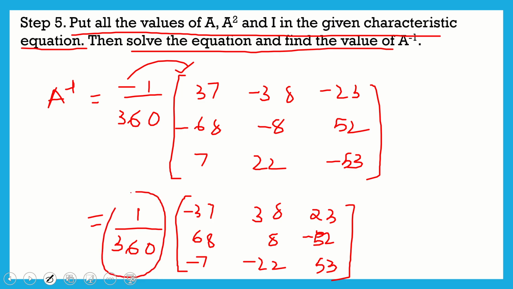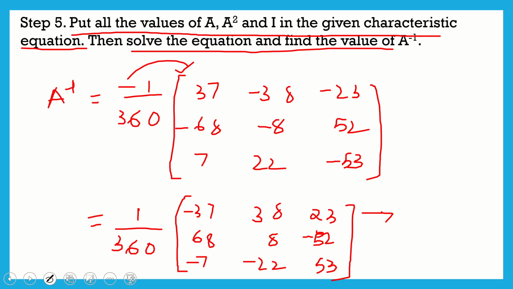Now you see the element, this is multiplied by 1 upon 360. If I take it inside the matrix, then every element will have a denominator 360, and if we add it, the 360 will become the LCM. So it is better to keep it outside. That doesn't change anything. So the question we asked previously is to find the value of A inverse, and we have to check whether it is a magic square or not.